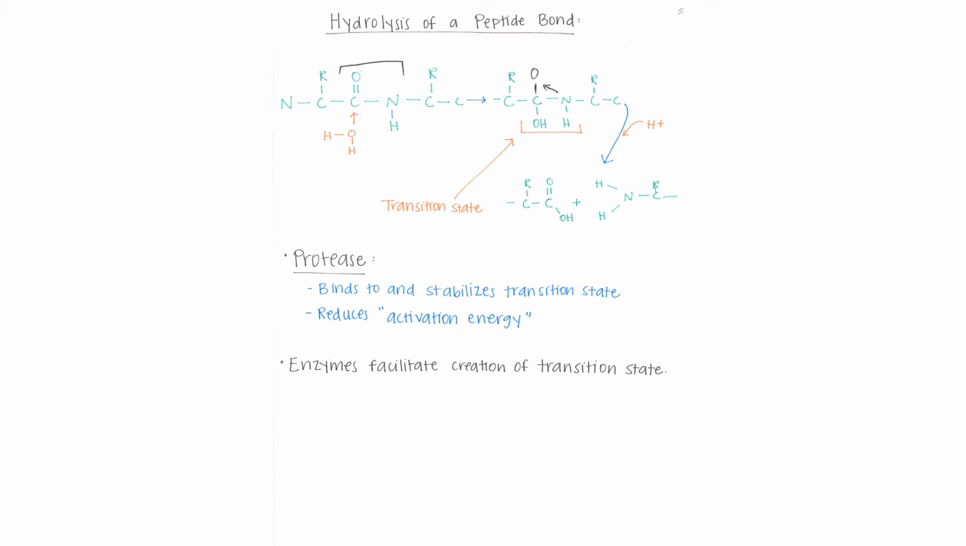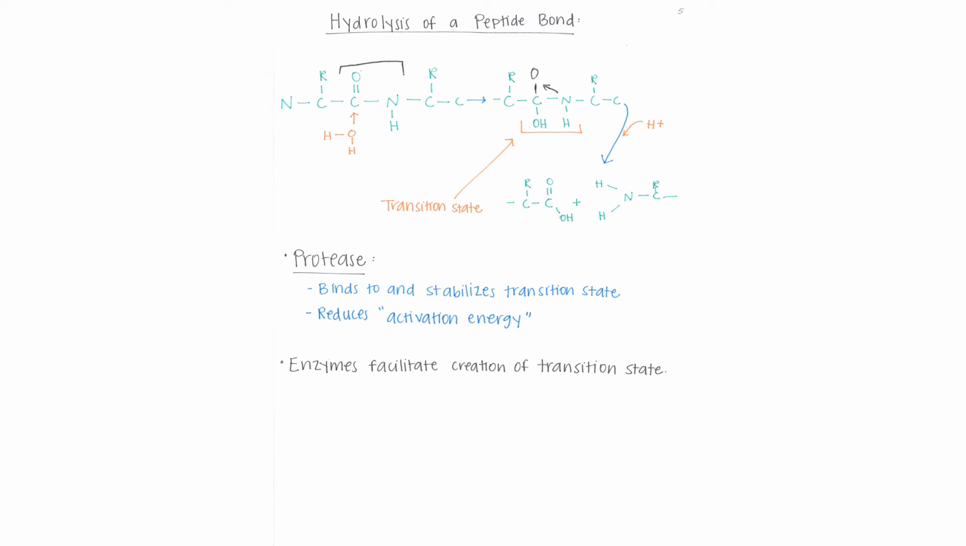What happens, though, is that the protease, in the reactive site, stabilizes the transition state. So there are amino acids that are positioned so that they will hold that OH and hold that oxygen on the top and allow it to occur more readily. The way it's phrased is that it reduces the activation energy. So enzymes facilitate the creation of transition states and allow these reactions to take place more smoothly and more easily.